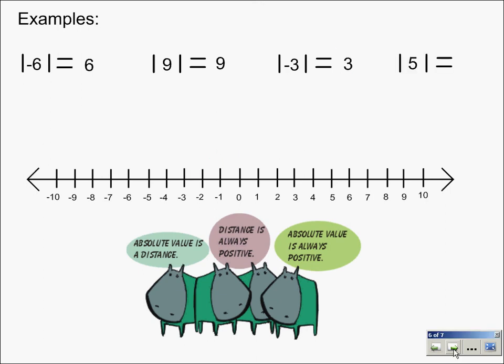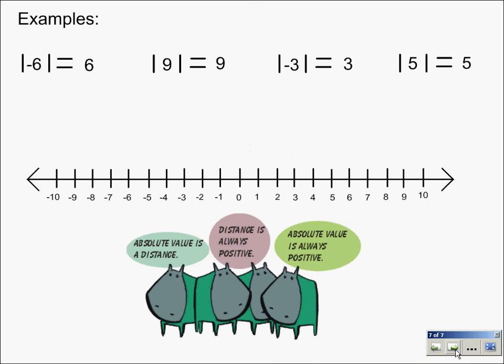And one more example, the absolute value of 5. We'll count the spaces. 1, 2, 3, 4, 5. So the absolute value of 5 would be 5.